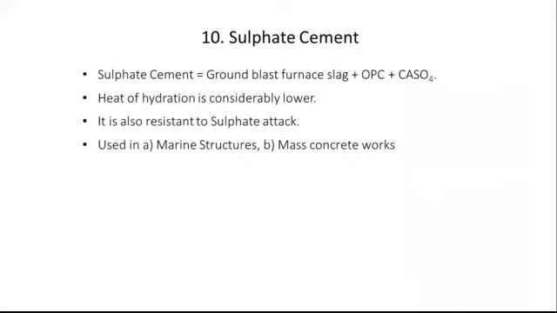Sulfur cement. Sulfur cement is equal to slag plus OPC plus CaSO4. It is a mixture of these three: blast furnace slag, ordinary Portland cement, and CaSO4. In this cement, heat of hydration is lower. It is also resistant to sulfate attack. It is used in marine structures and mass concrete work.